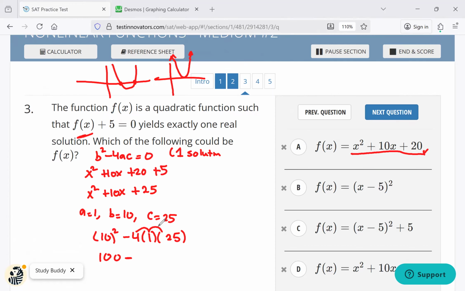Negative 100, or negative, yeah, gives you 0. So that yields 0. So this is the one. This is the correct answer. When I first did this one, I thought it was this one. But keep in mind, this is just f of x, so you have to add that plus 5. And then this changes it. So that's why this one doesn't work. Okay, so be careful with these. Just make sure you read the questions carefully.